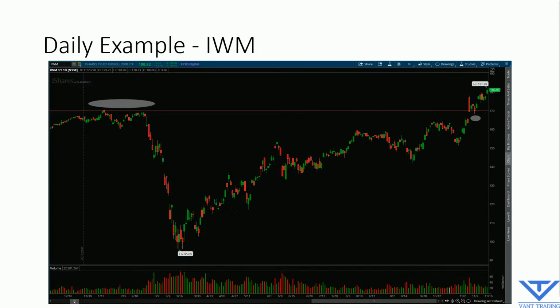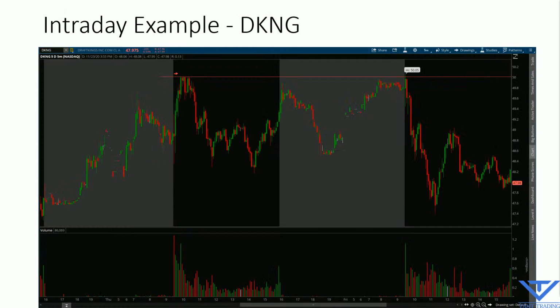Good example of using support and resistance to identify key inflection points in the market, and the fact that we got over a very important level there in the Russell. Let's look at an intraday example. This is something that Jimmy pointed out. So really, this was a beautiful example.